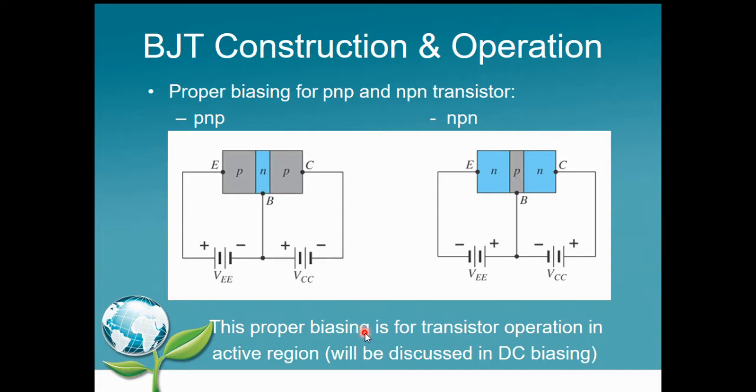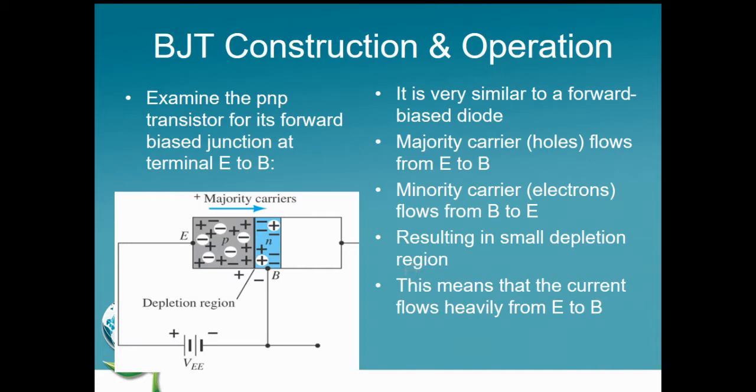This proper biasing is for transistor operation in active region. What is active region? Okay, you should remember this one. This is for PNP and this is for NPN. I will explain the operation of the transistor.